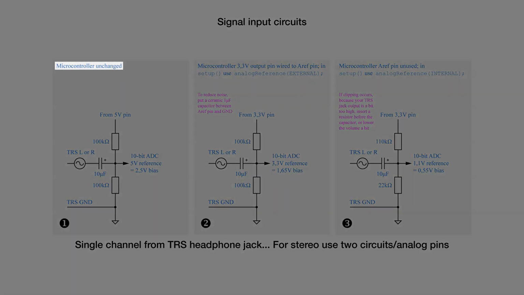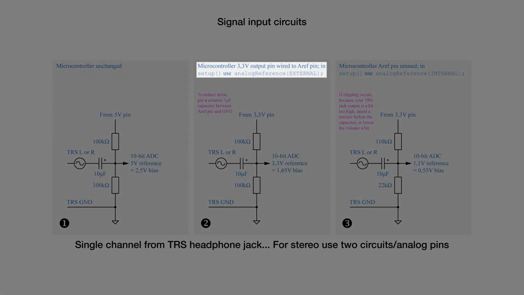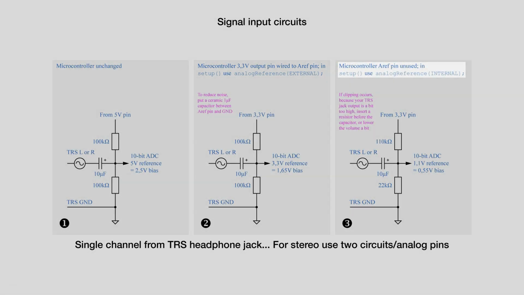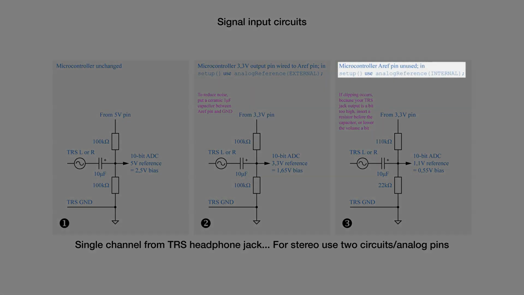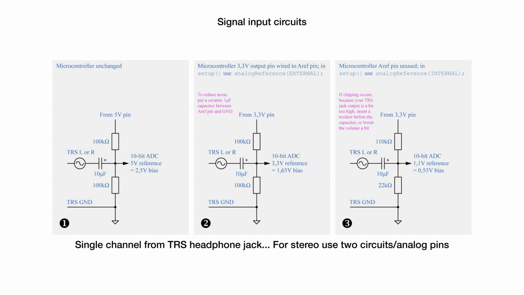For option 1, we leave the microcontroller unchanged. For option 2, we wire the microcontroller's 3.3 volt output to the AREF pin, and we set AREF to external before the first analog read instruction. For option 3, we leave the AREF pin unused, but set AREF to 1.1 volt internal. For working with stereo, just add a second input circuit to another analog pin.